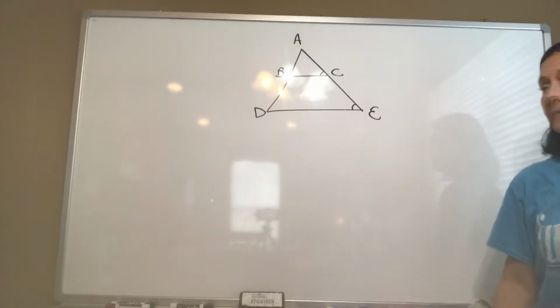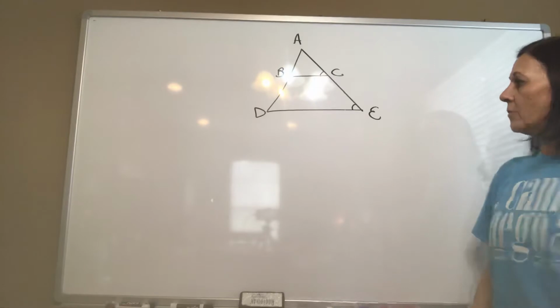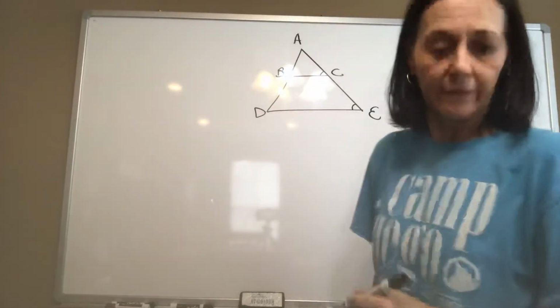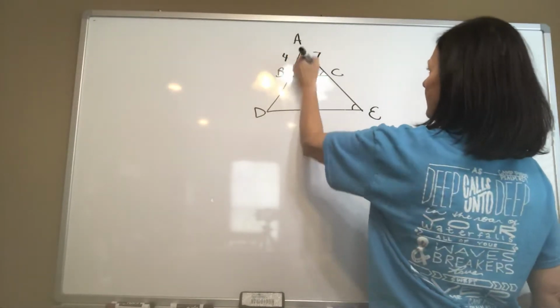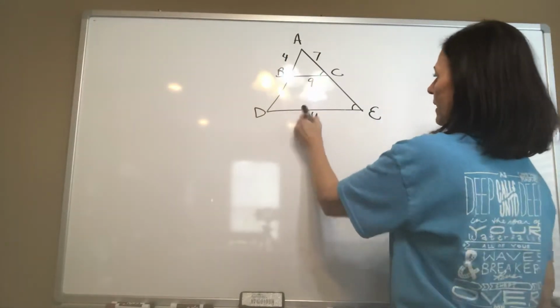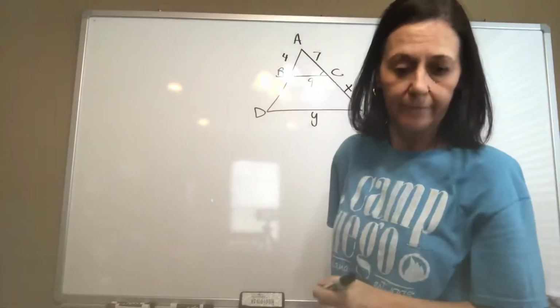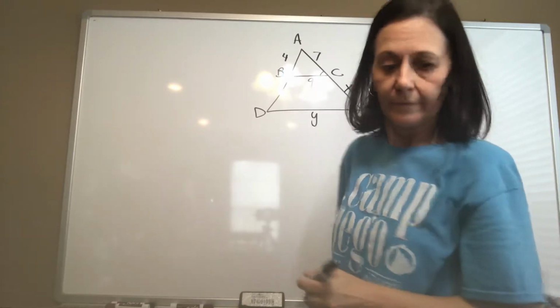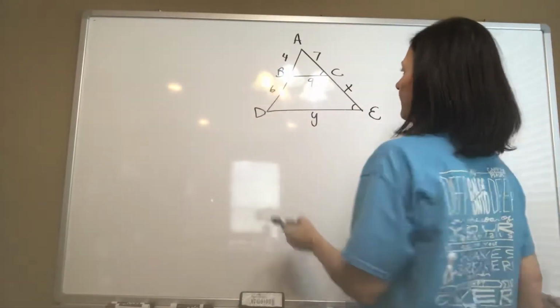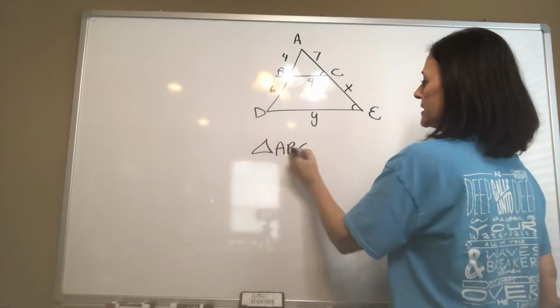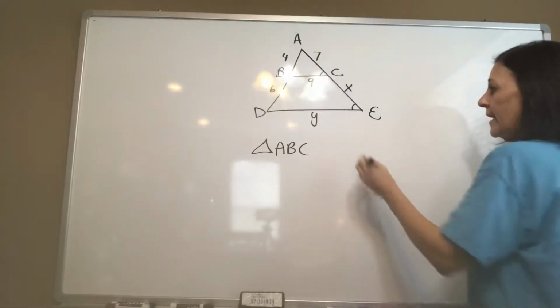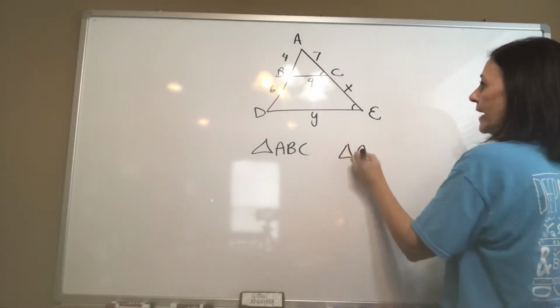All right? But we do know that we have 2 triangles. Let me write the values. 4, 7, 9. I think that's X and Y. And this is 6. All right? We do have 2 triangles. We have triangle ABC, which is the small one on top. And we have triangle ADE.